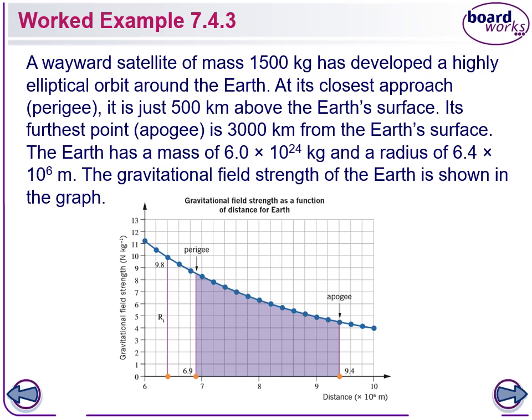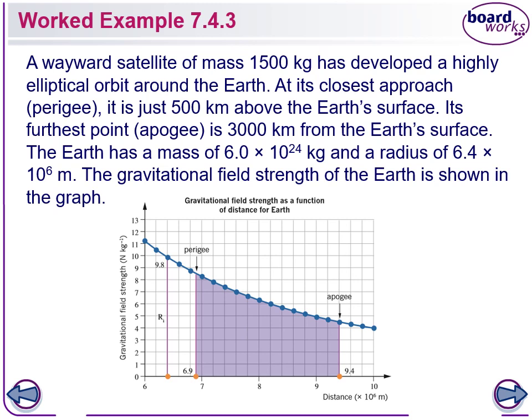All right, a wayward satellite of mass 1,500 kilograms has developed a highly elliptical orbit around the Earth. At its closest approach, called the perigee, it is just 500 kilometers above the Earth's surface. Its furthest point, the apogee, is 3,000 kilometers from the Earth's surface. The Earth has a mass of 6 times 10 to the 24 kilograms and a radius of 6.4 times 10 to the 6 meters. The gravitational field strength of the Earth is shown in the graph.